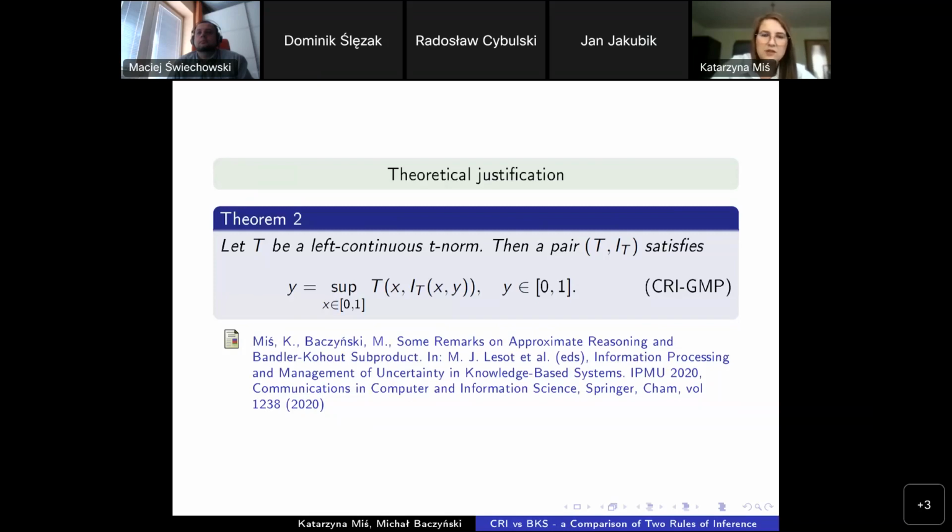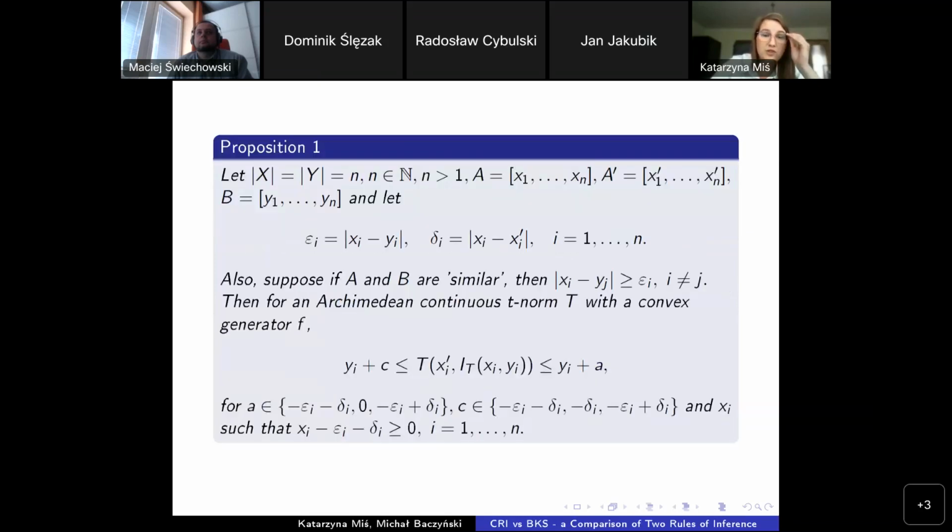So maybe I'll just skip the details. And we have the following proposition. If we have that our universes are all of the same cardinality, we have sets A, A prime and B. And let's assume that the differences between these values are epsilon. Here for X and X prime there will be some delta i. And so these are a kind of similarity for us because, yeah, I know I need to finish.